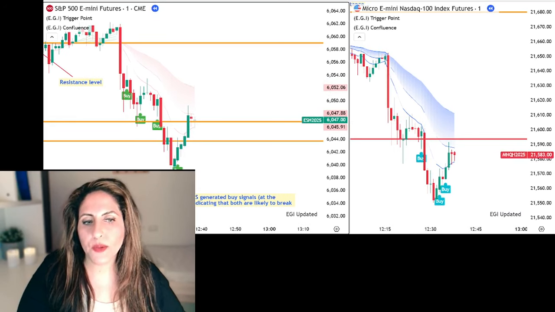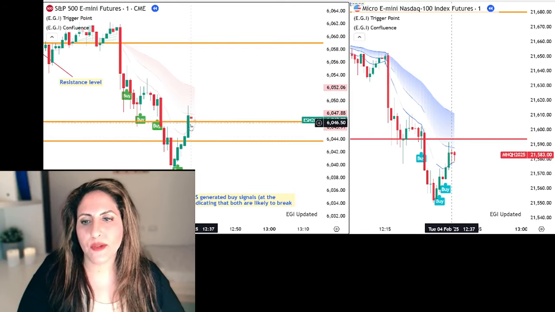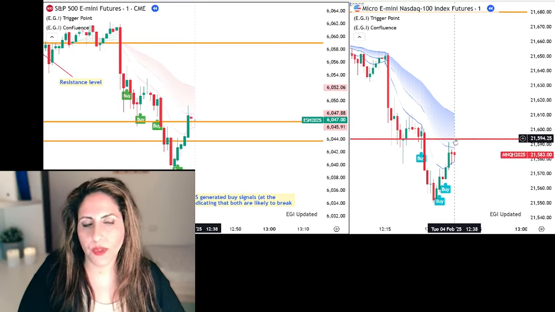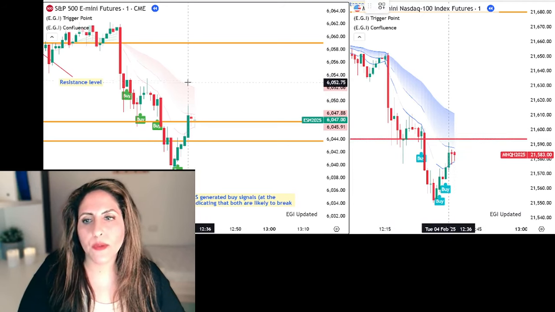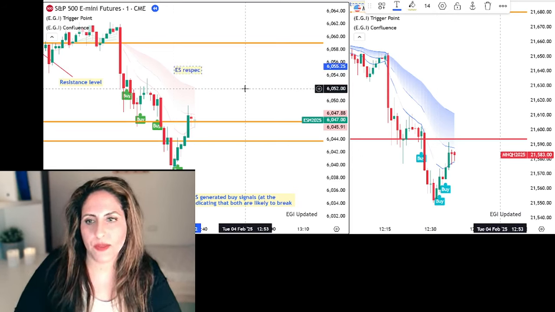Okay, now guys, there's a very, very important case where you can take advantage by avoiding bad entries, okay? This resistance level broke and turned into support. By the time, this is still a resistance level for NQ, okay? At this point, we identify ES respects its support level by the time NQ reaches its resistance level.